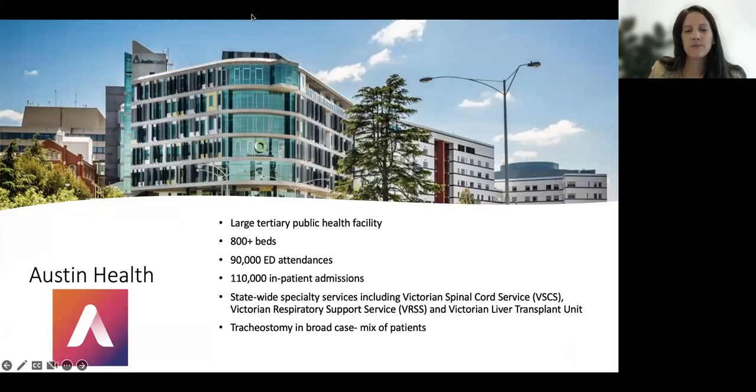We do have many specialty services that are statewide. I won't go through them all, but some of them that we work very closely with are our colleagues in the Victorian Respiratory Support Service, or VRSS, and the Victorian Spinal Cord Service, as well as our liver transplant service. So here at Austin Health, tracheostomy is very commonplace. We see over 200 trachees per year, a really broad case mix. So anywhere from medical to surgical, respiratory, neuromuscular, neurological, spinal. So it's ENT, maxillofacial, a large spread of patients that we see. So that's a little bit of context for you.